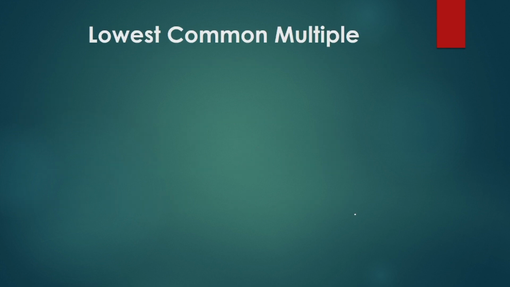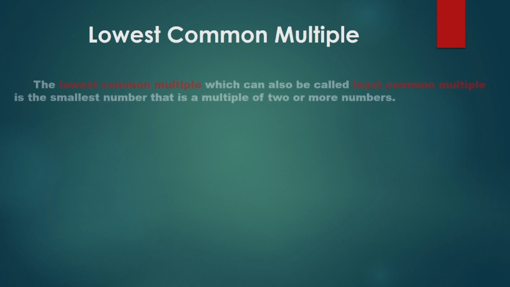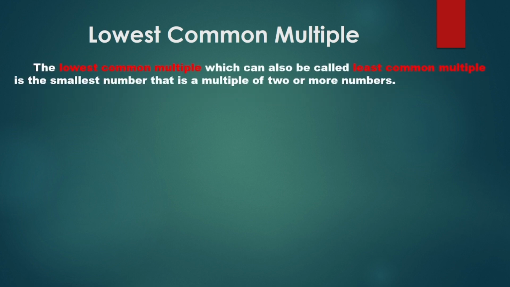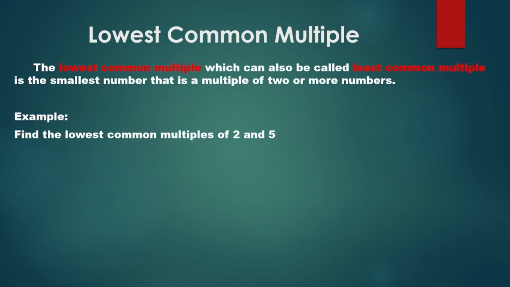Now, let's talk about lowest common multiple. The lowest common multiple, which can also be called least common multiple, is the smallest number that is a multiple of 2 or more numbers. For example, find the lowest common multiple of 2 and 5.